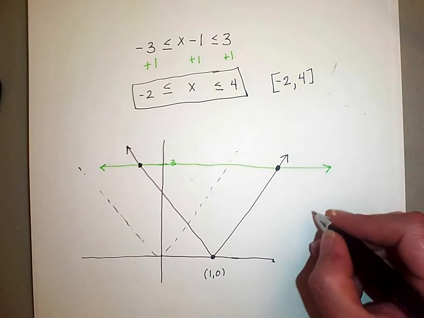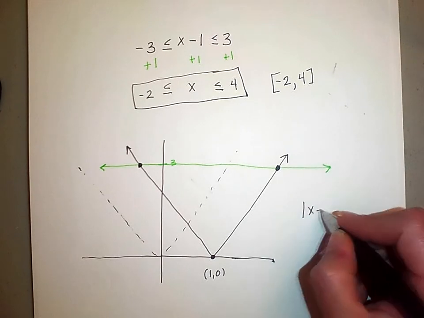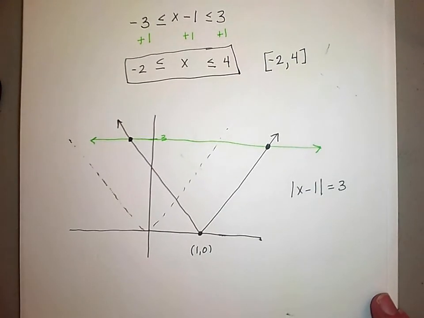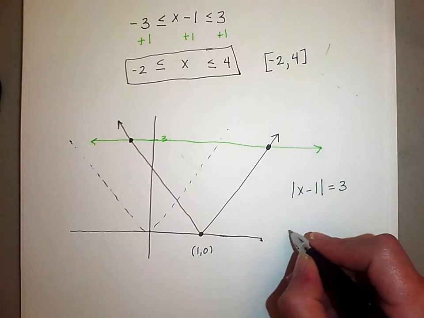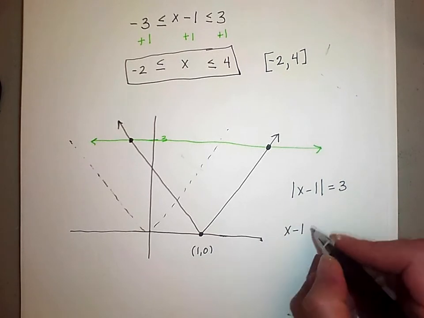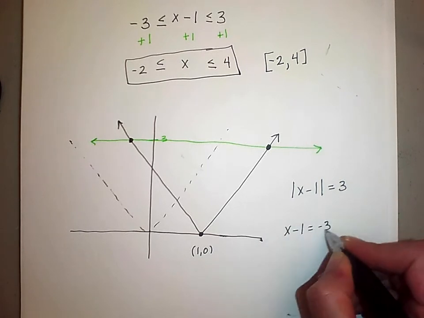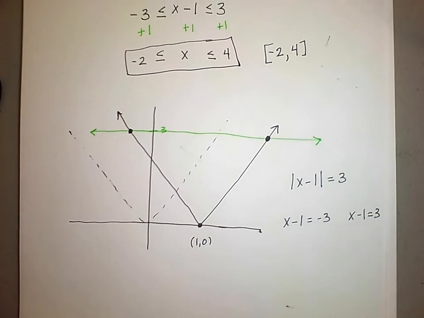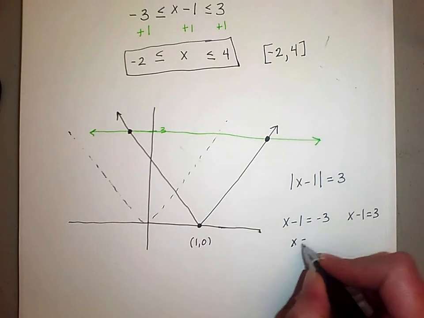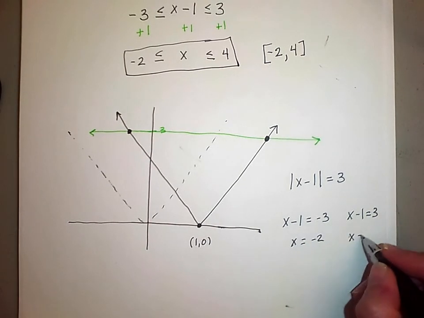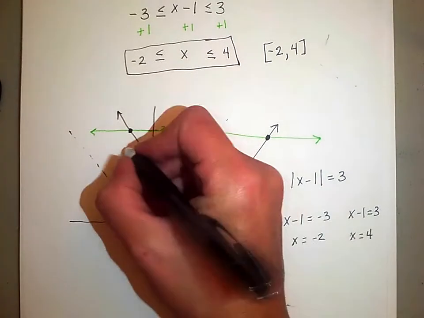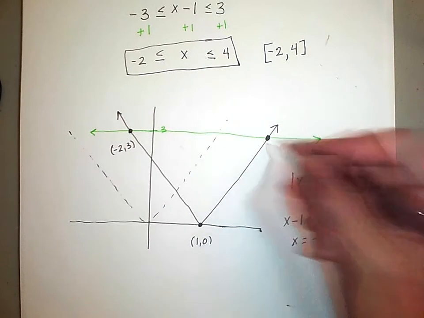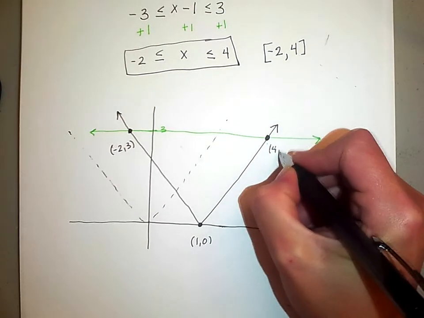That is, when is it that the absolute value of x minus 1 is equal to 3? Well, remember how to solve absolute value equations. We can write two equations. It's either that x minus 1 is equal to negative 3 or x minus 1 is equal to positive 3. And then solving this, x is equal to negative 2 or x is equal to 4. So this would be the point (-2, 3), and this would be the point (4, 3).